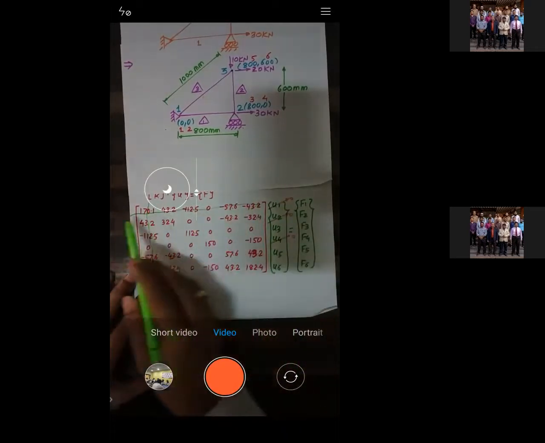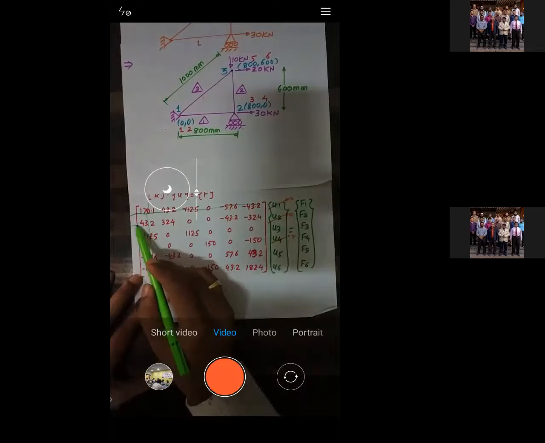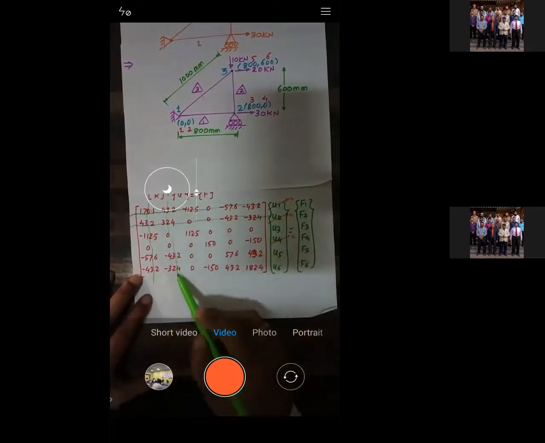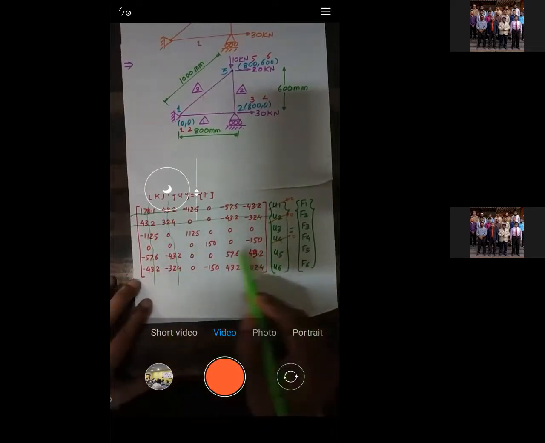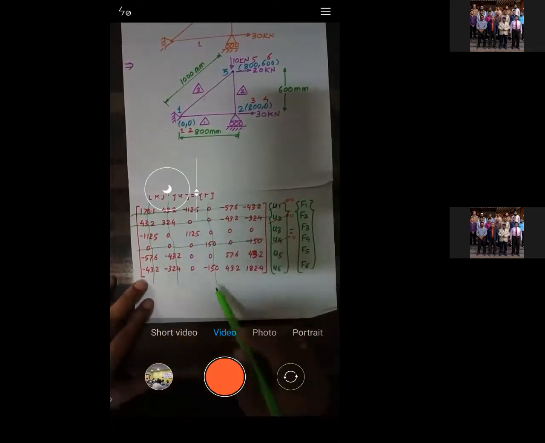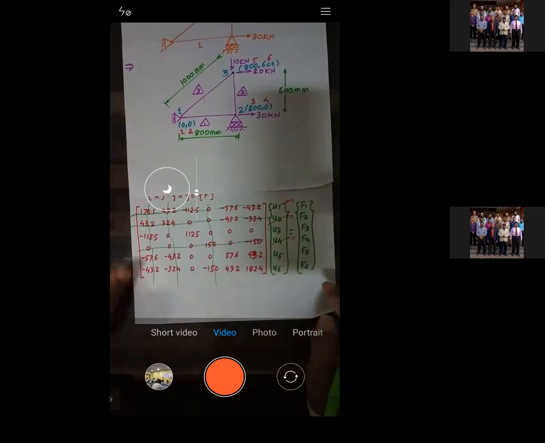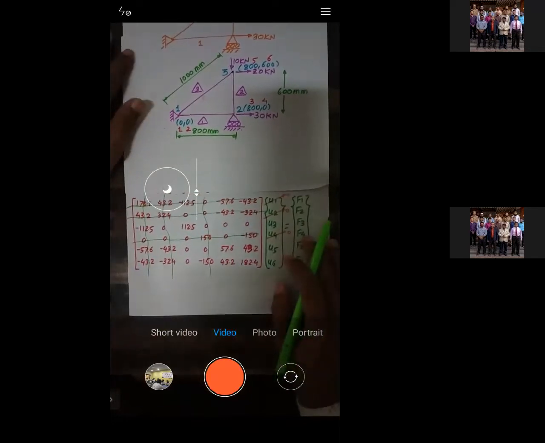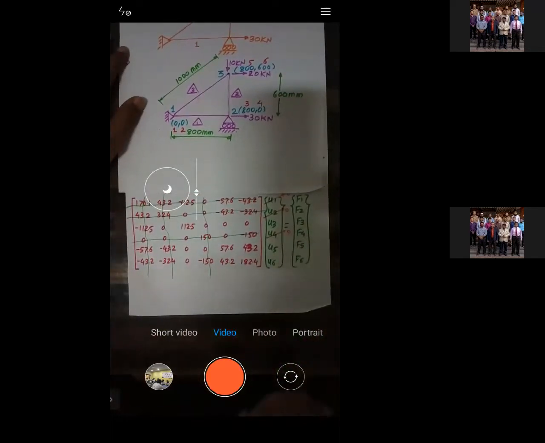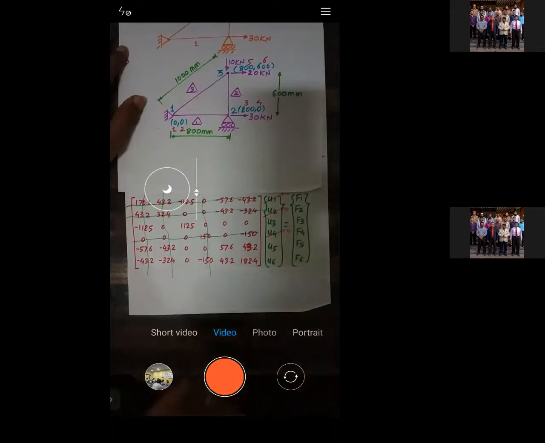So U1 is 0, first row, first column is cancelled. U2 is 0, so second row, second column is cancelled, right? Similarly, U4 is 0, so fourth row and fourth column gets cancelled. Now if you can clearly see here, we have a system of 3 equations with 3 unknowns, right?